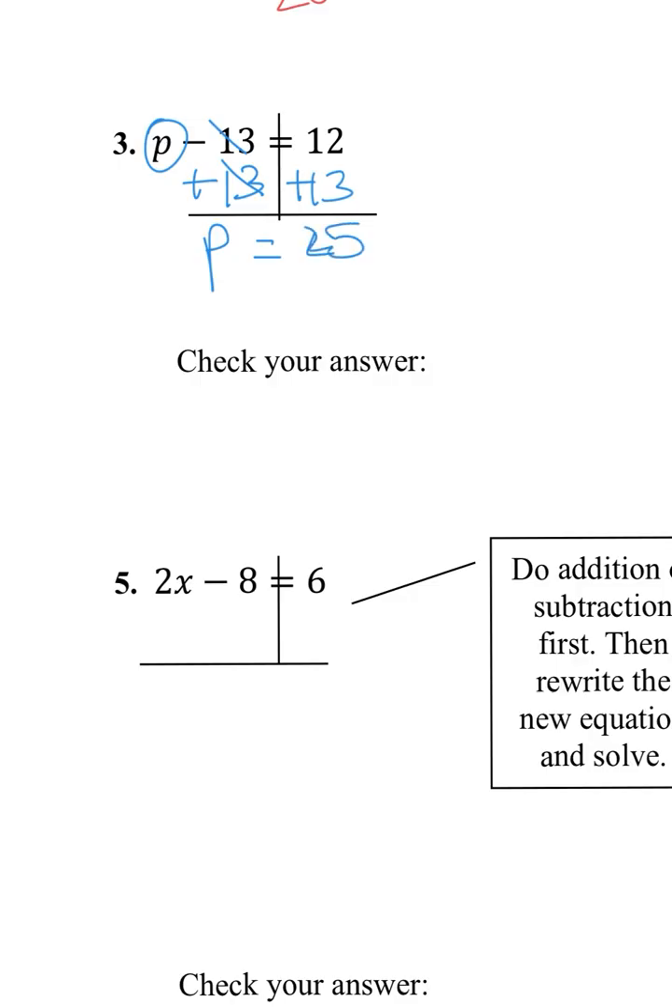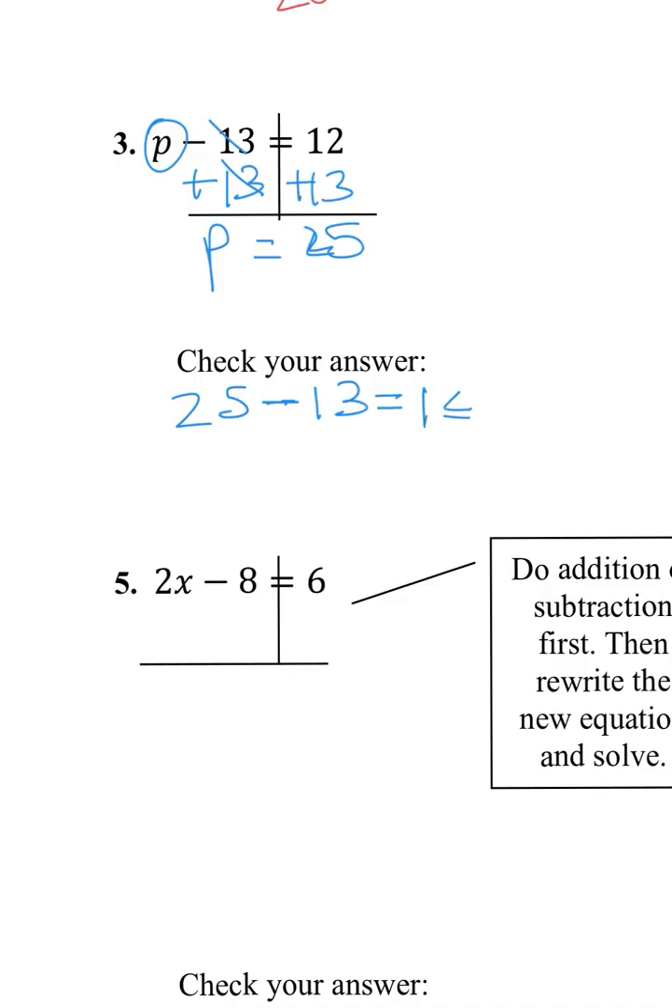And then for part 3, it says check your answer. So we think that the value of the variable p is 25, so we're going to plug it back into the original equation. So we've got 25 minus 13 equals 12.